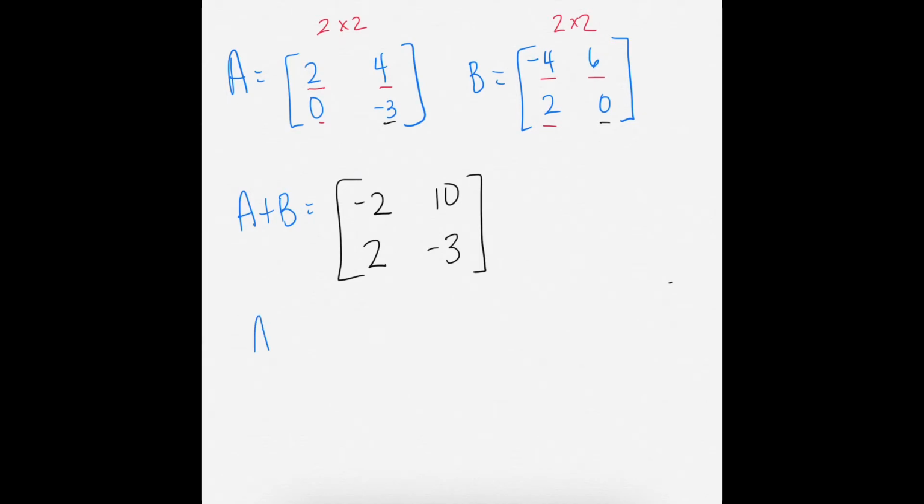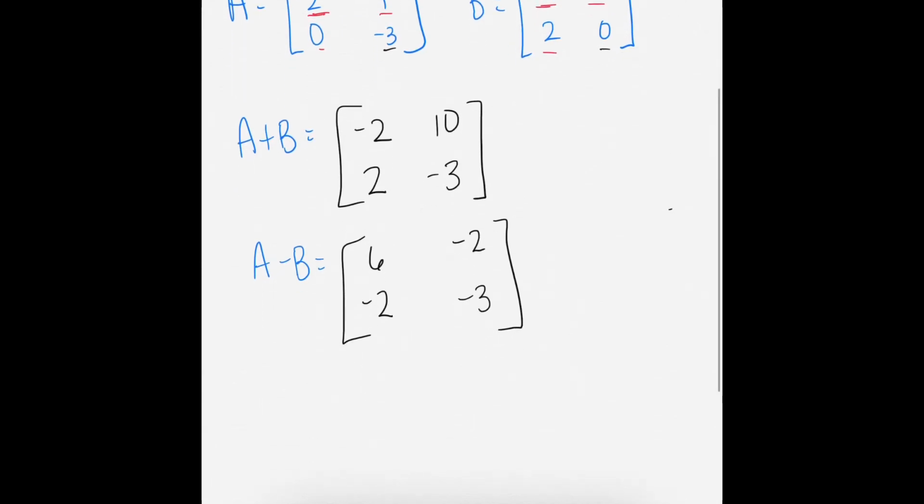Subtracting is exactly the same way. If I were to do A minus B, we are just going to subtract each corresponding entry. So again, we're doing 2 minus -4. So that makes 2 plus 4. So that's going to give us 6, -2, -2, and -3 when we subtract each corresponding entry.